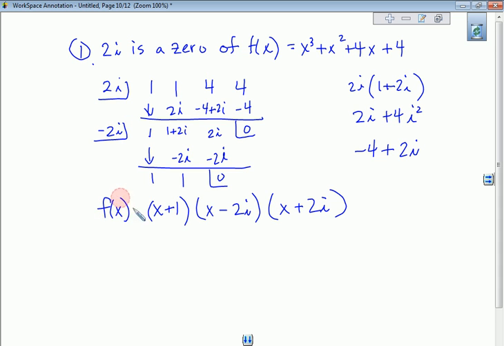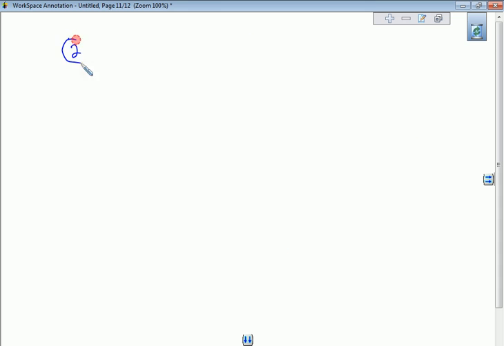So this would be the complete linear factorization of the problem, which is what I'd like you to do for step 1. And then on your homework, I would like you to give me all the zeros. Negative 1, 2i, and negative 2i. So the complete linear factorization and the list of all possible zeros is what I'm looking for. I have 2 more examples for you, and then you can start your worksheet.